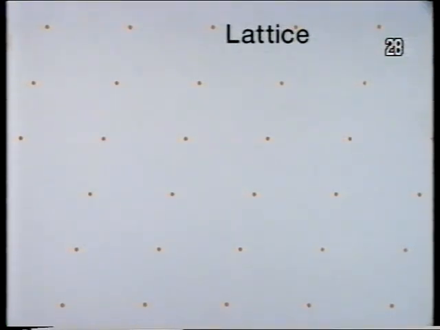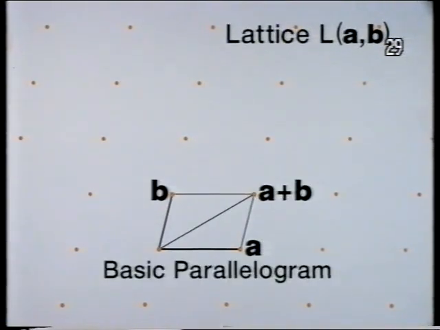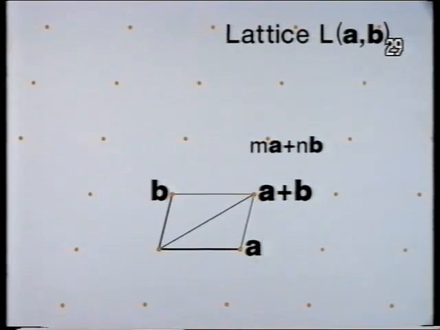Any lattice is defined by choosing the origin as one of the lattice points and then choosing 2 basis vectors, A and B. The origin, together with the lattice points at the ends of the vectors A, B, and A plus B, then form the vertices of what we call the basic parallelogram. And the other lattice points are defined as mA plus nB for every pair of integers m and n. For example, here's the lattice point A plus 3B. And here's minus A minus B.